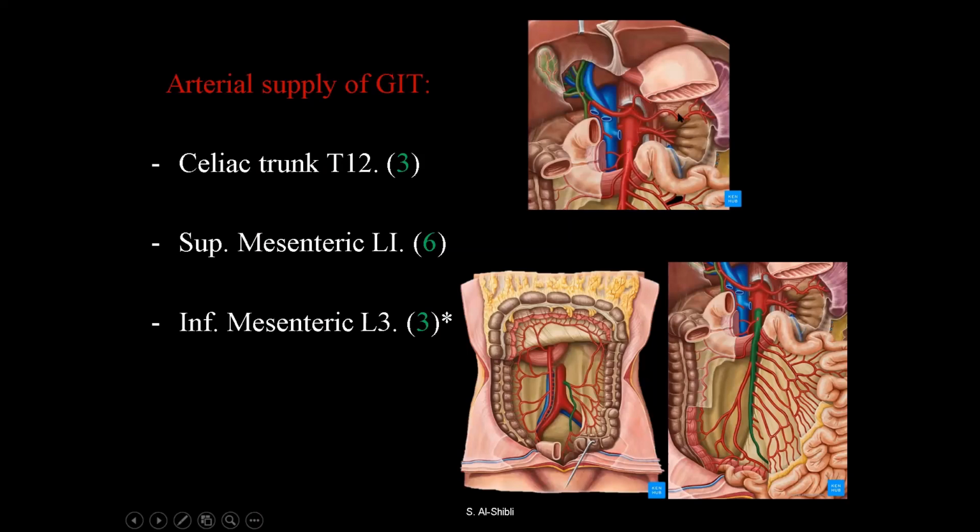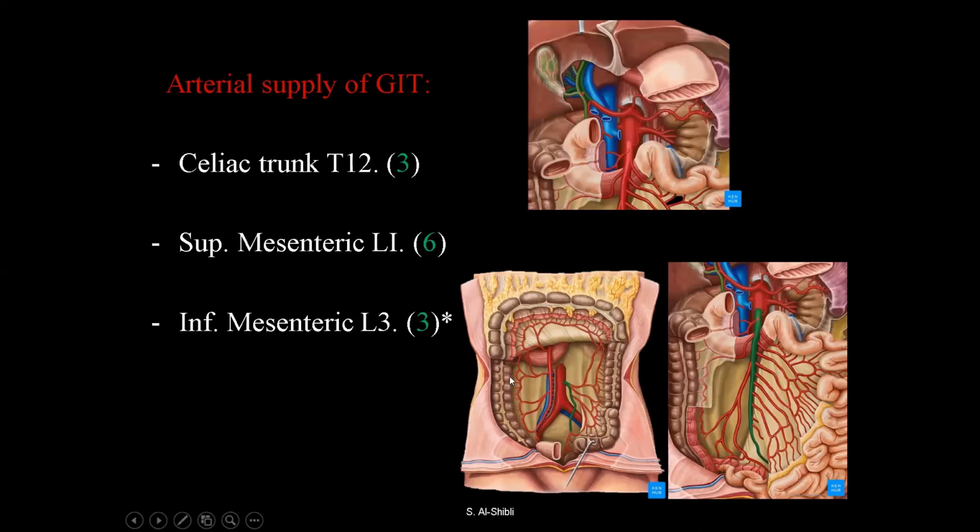It has many lateral branches, like the gonadal, the suprarenal, the renal, the lumbar, and it has 3 anterior branches. These are the celiac, superior mesenteric, inferior mesenteric. We call it anterior branches, and terminal branches, the 2 common iliac and the median sacral. So these are the 3 anterior branches of the abdominal aorta.